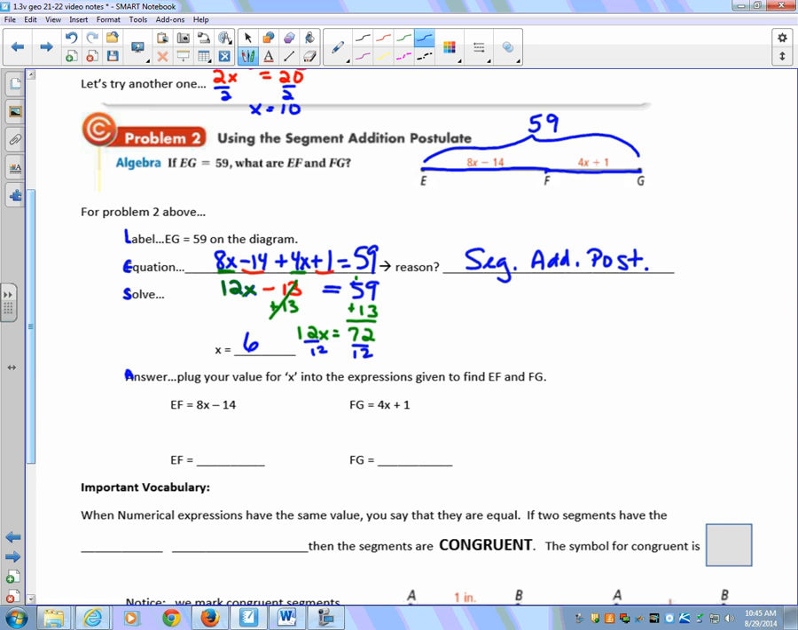Don't forget to answer the question, though. We have to plug 6 in to find EF and 6 in to find FG. And we find out that EF is 48 minus 14, or 34. And FG is 24 plus 1, or 25.